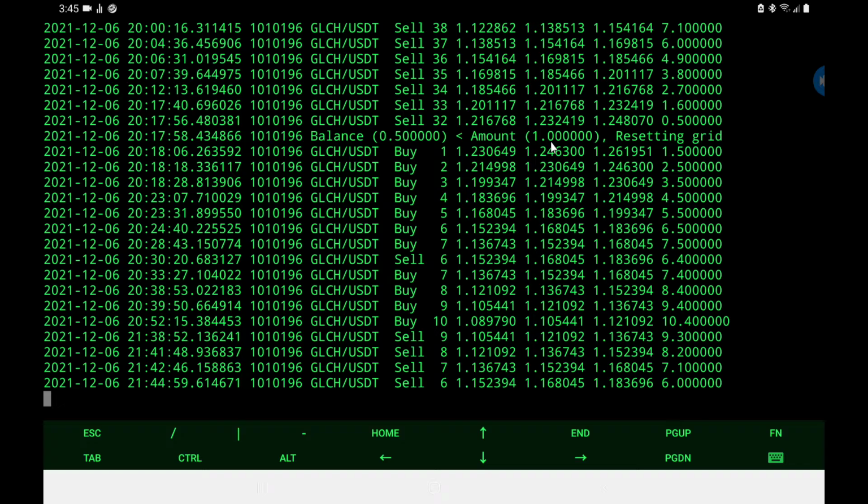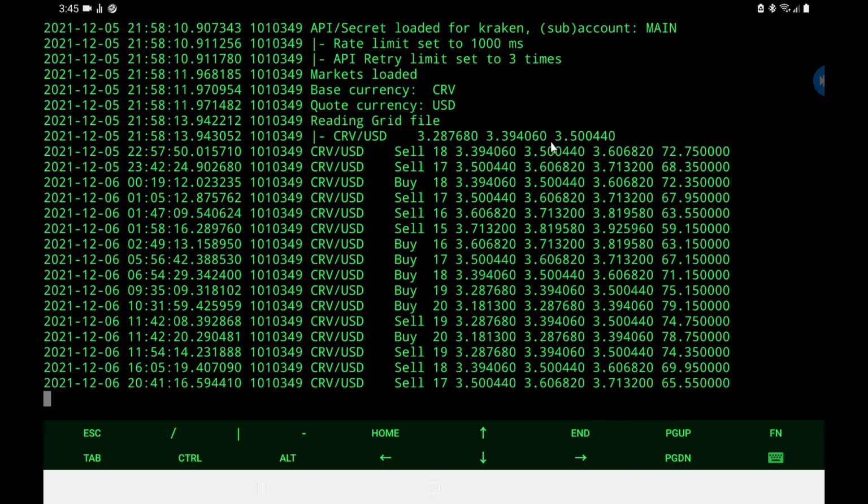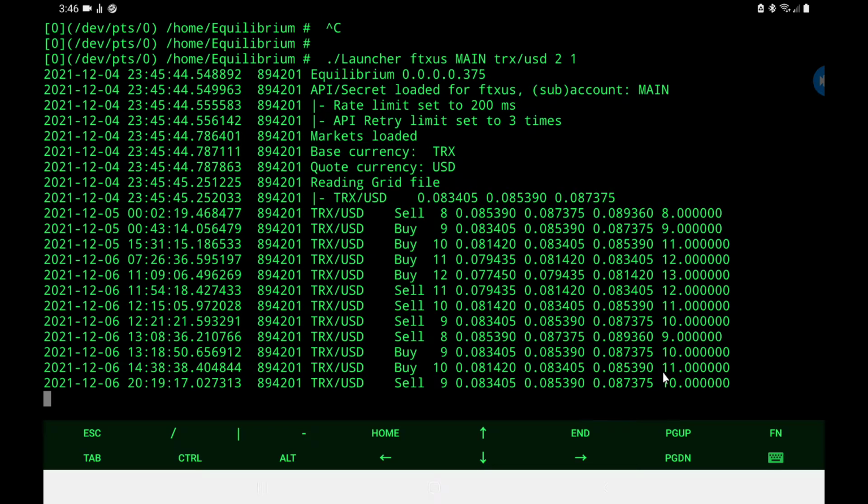Let's go see some of the other coins. Here's my current CRV holding. And again, you see how the balance shows the up and down process. Finally, my TRX coin. Again, showing more of the dynamics of the up and down.